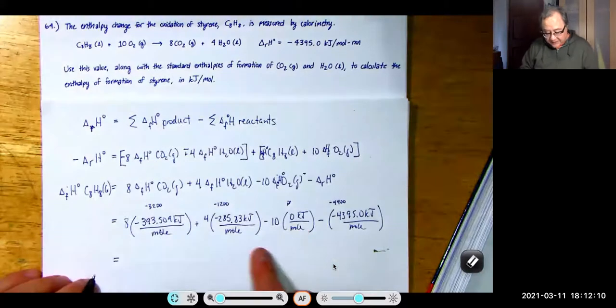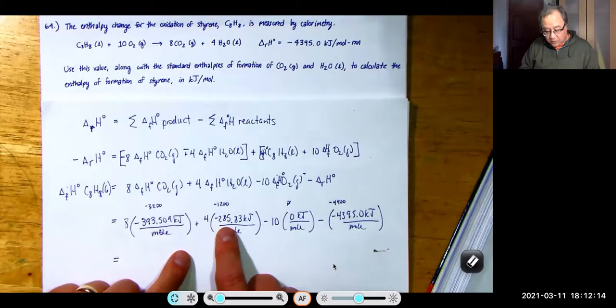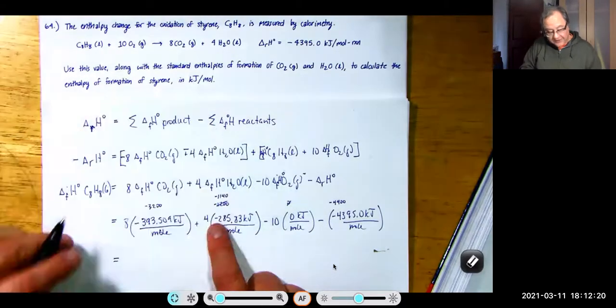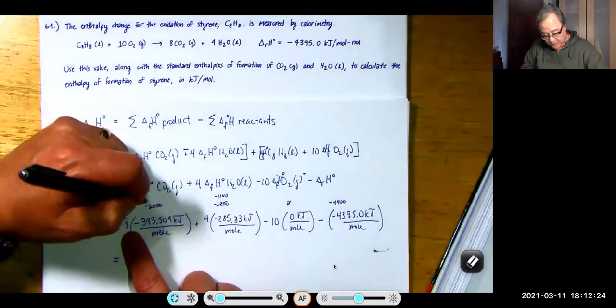Now I can see that this negative 1,200 is a little bit over because these are 285. So this should probably be more like a 1140. And here, this is like 7 over. 7 times 8 is almost 50. So this should be more like 3150.